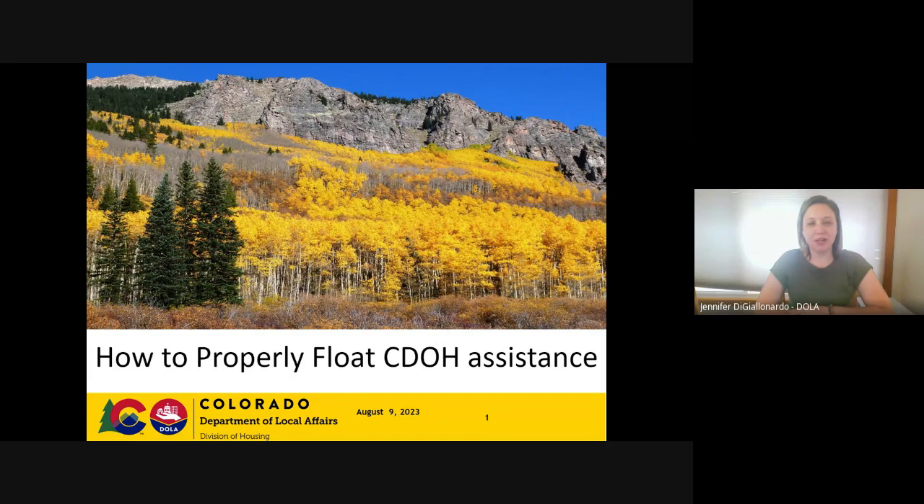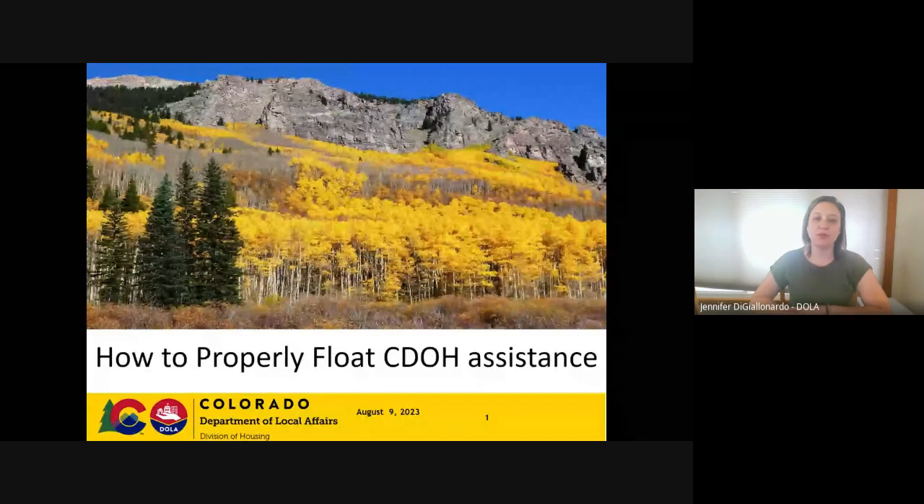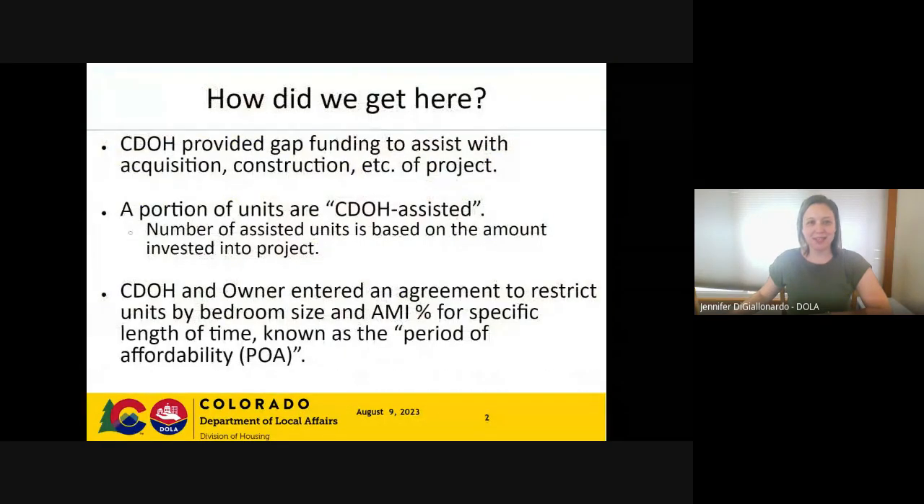Today's topic I will be covering is how to properly float CDOH assistance. So how did we get here? The Division of Housing provided gap funding to assist with acquisition, new construction, rehabilitation, etc.